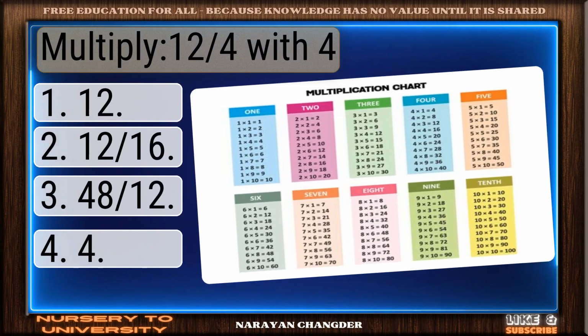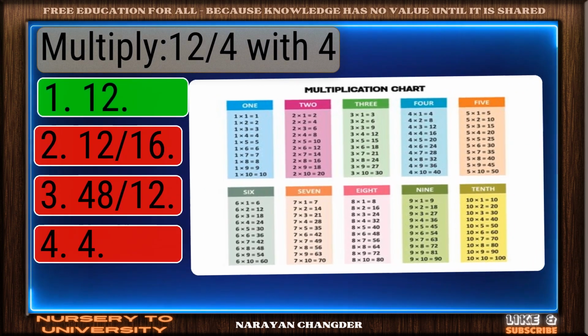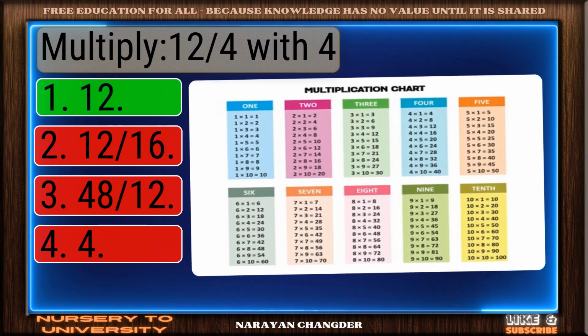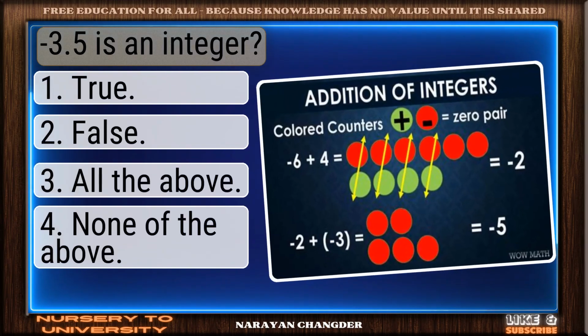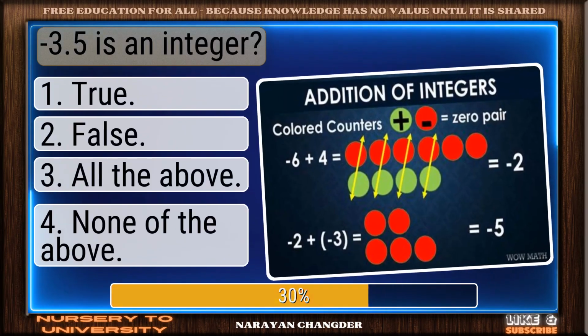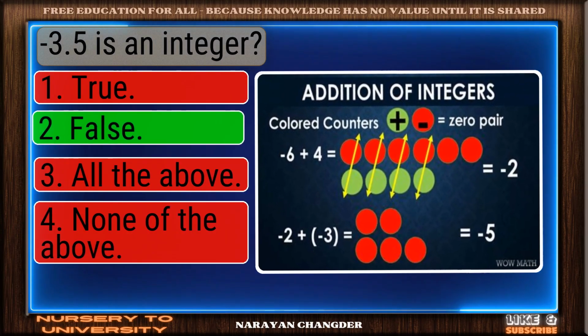Question number 206, multiply 12 by 4 with 4. You're right. 12 is the correct answer. Question number 207, 3.5 is an integer. You chose false, and it is correct.